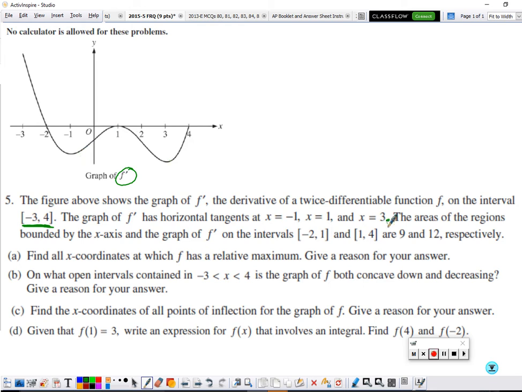So I've read 2 sentences now, and I feel very comfortable with what they're giving me. This is f prime, got horizontal tangents. The areas of the regions bounded by the x-axis and the graph of f prime on the interval -2 to 1, so from here all the way to here, this area is equal to 9 and 12 respectively. So this is 9, and then this area here from 1 to 4 is 12.